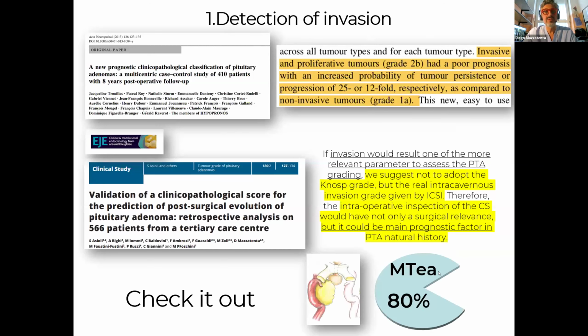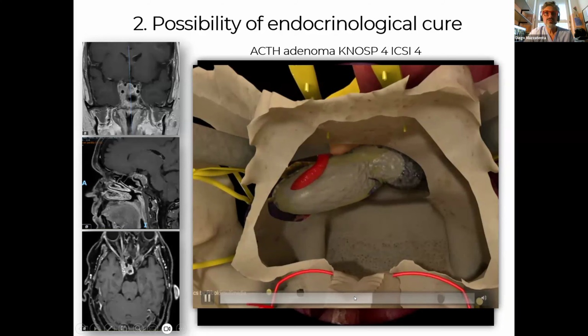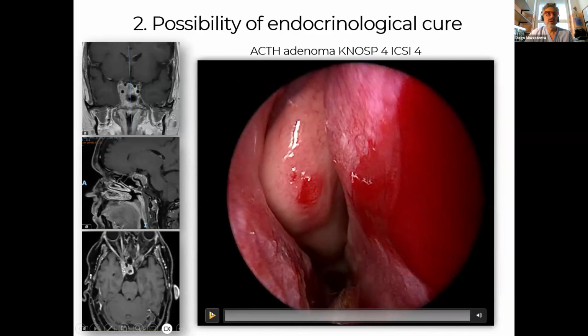The second point is the possibility of endocrinological cure. This is a case of a Knosp grade 4 ACTH adenoma, Cushing disease. So we have to try to cure this patient. In this schema, you can see the pattern of invasion in the case of Knosp classification grade 4, and the most important thing is to try to allow the best results.